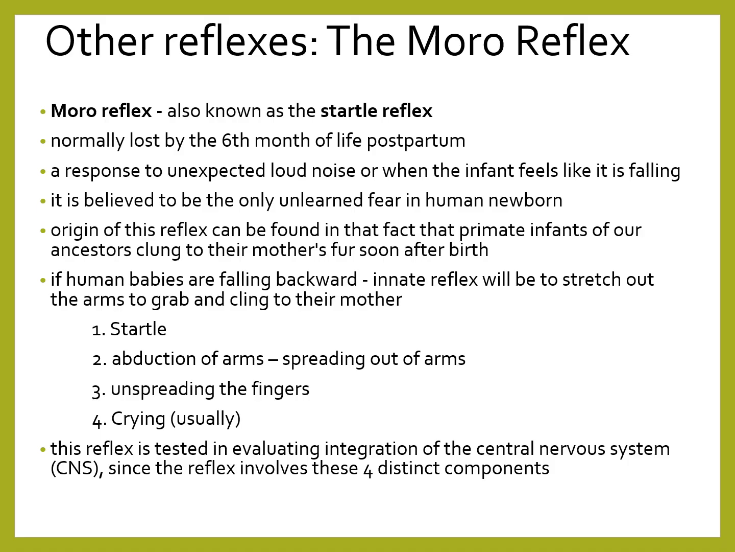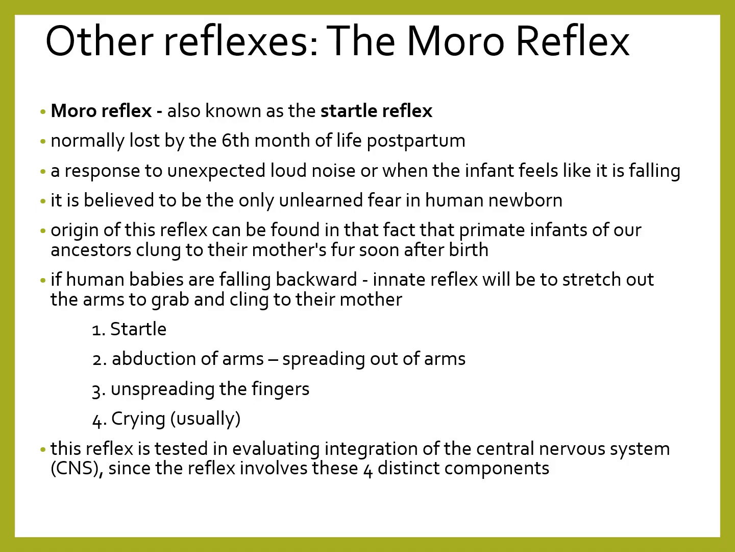The origin of this reflex is probably found in the fact that primate infants of our ancestors clung to their mother's fur soon after birth. So if these primates felt like they were falling from their mother, they did the following things, which now in humans is called the Moro reflex. If you startle the baby, they will abduct their arms and spread out their arms. They will unspread their fingers and they will cry, usually.